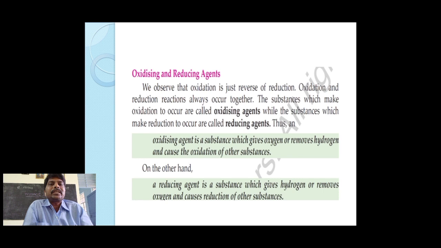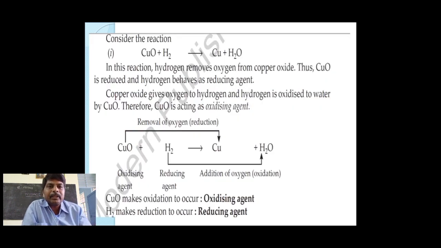What is meant by a reducing agent or reductant? A reductant is a substance which gives hydrogen or removes oxygen and causes reduction of another substance. You can see in this example, CuO plus H2 gives rise to Cu plus H2O. In this reaction, hydrogen removes oxygen. After using H2, the O is removed to get H2O. So you can see H2 is helpful to remove oxygen.